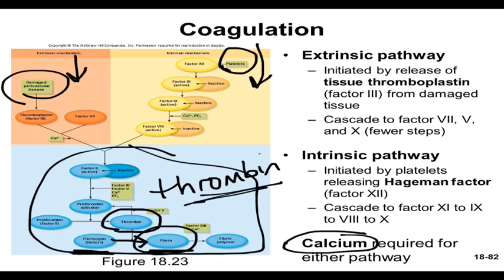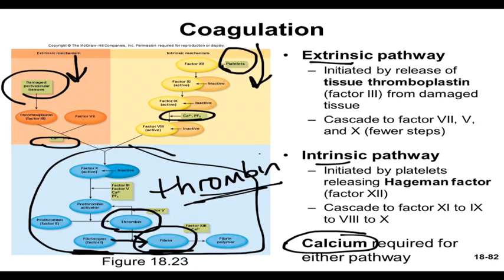And also recognize that calcium is critical. I don't care if you're talking about the extrinsic or the intrinsic pathway. Calcium is necessary for both pathways. You'll see calcium mentioned in the fine print. So remember, calcium is important not only for action potentials and muscle contraction, but also critical for blood clotting.